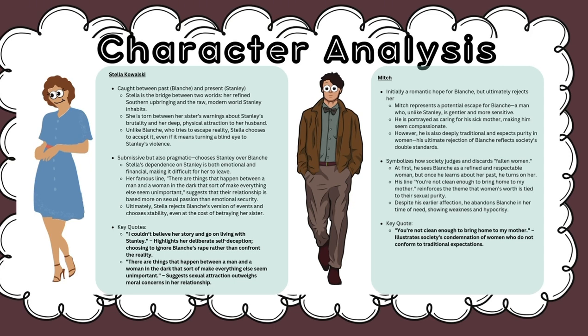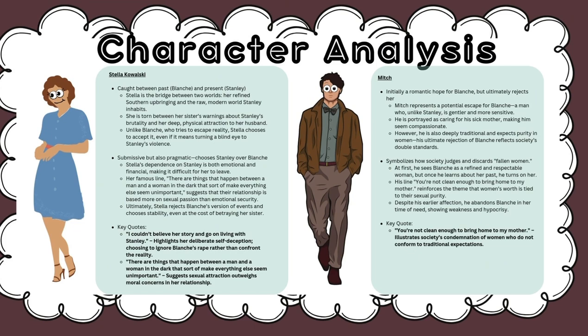She chooses Stanley over Blanche. Stella's dependence on Stanley is both emotional and financial, making it difficult for her to leave. Her famous line, "There are things that happen between a man and a woman in the dark that sort of make everything else seem unimportant," suggests that her relationship is based more on sexual passion than emotional security. Ultimately, she rejects Blanche's version of events and chooses stability, even at the cost of betraying her sister.